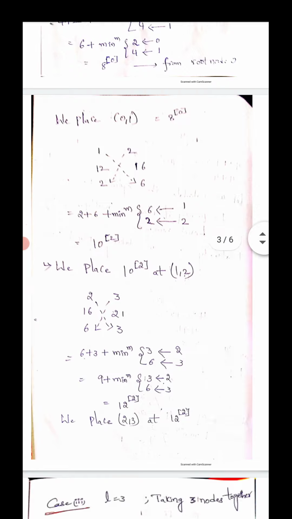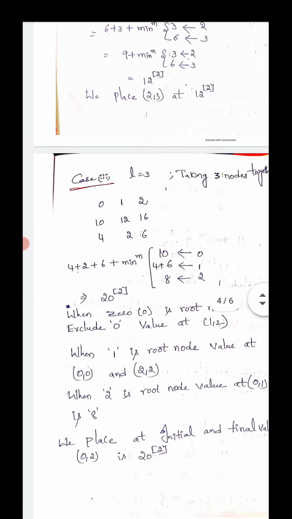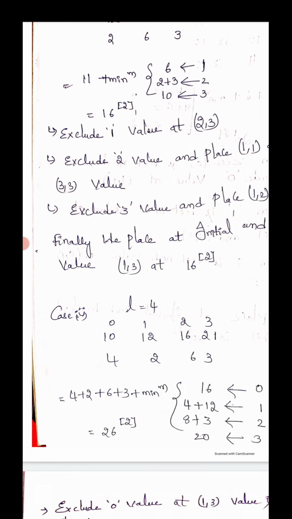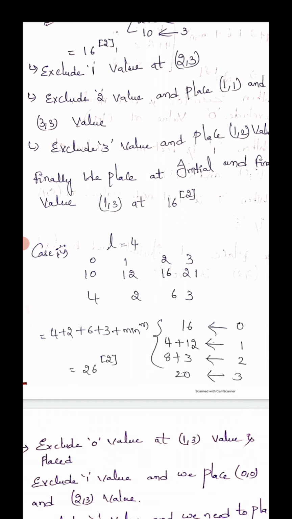Now we have to take L is equal to 4. In the case of L equal to 4, 4 nodes are taken at a time. 0, 1, 2, 3. The node numbers are 10, 12, 16, 21. The node frequencies are 4, 2, 6, 3. Now we have to add their frequencies.